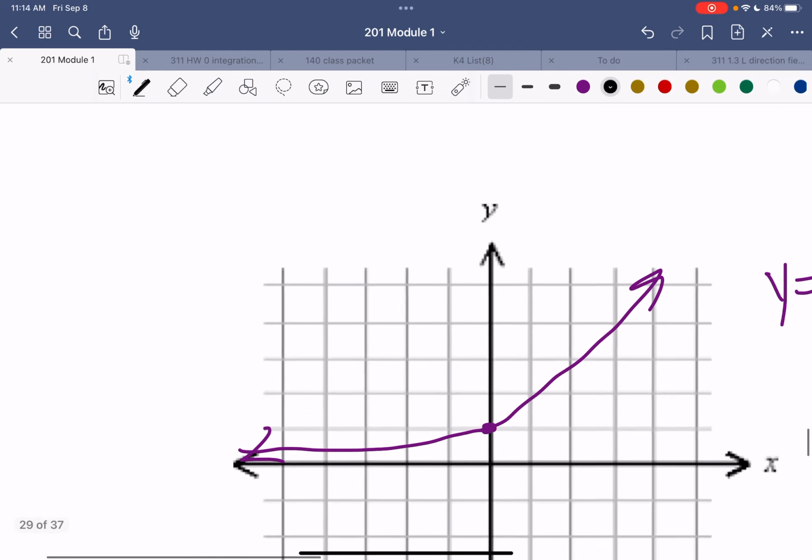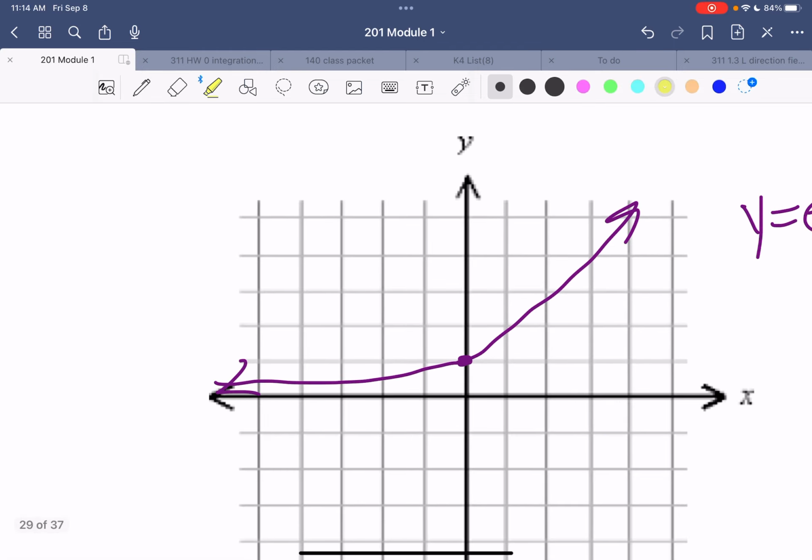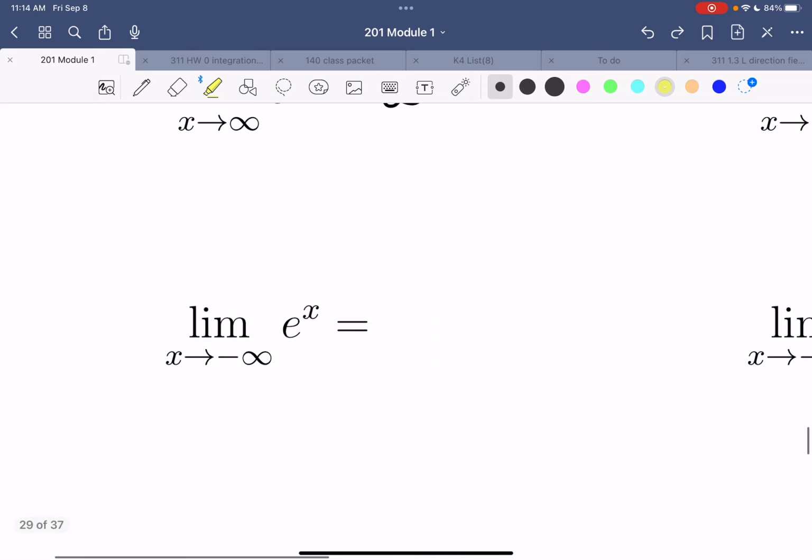And then as you head towards negative infinity, if we follow our graph, it's going to hover right here as an asymptote along 0. So it's going to get closer and closer to 0, even though it's not going to get there. So our limit is going to be 0.